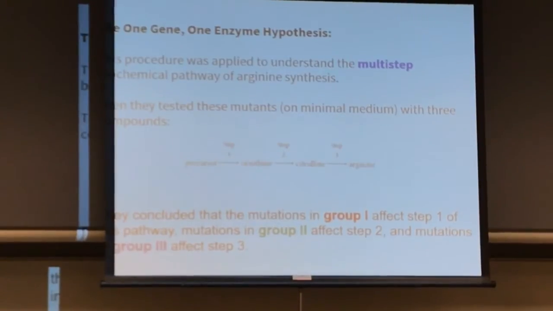So that's how they figured out what the biochemical pathway eventually leading to arginine synthesis is, and they figured out these steps in Neurospora. Is that clear? In this case here, step 1, step 2, and step 3 are indications of enzymes. But you have to remember that not all genes are enzymes.